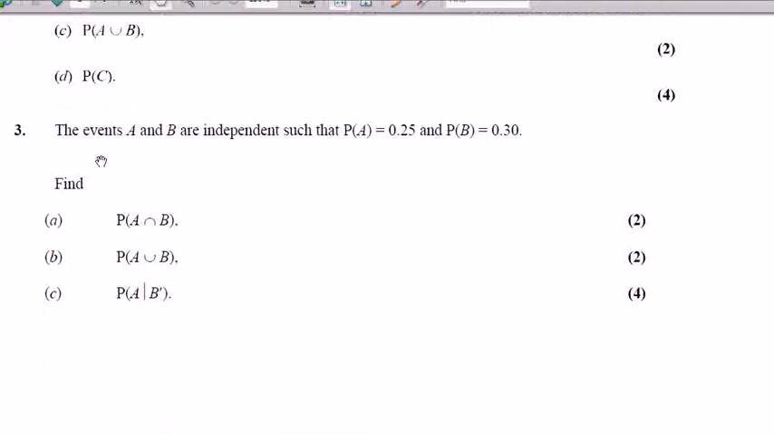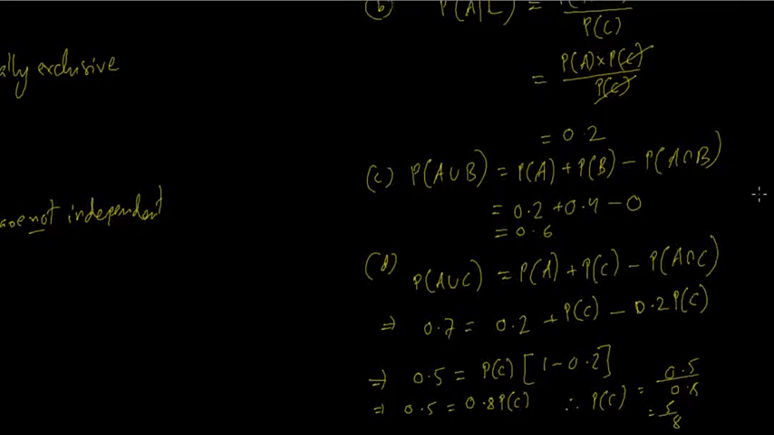Question number 3 is also that A and B are independent events. Probability of A is 0.25, probability of B is 0.3. So for this particular sum, question number 3, we know probability of A is 0.25, probability of B is 0.3, and we know probability of A and probability of B intersection is going to be probability of A times the probability of B, because they are independent.